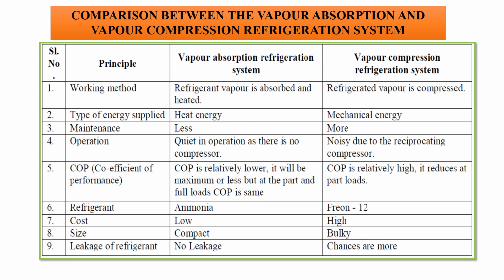Cost is low and high. Size is compact and bulky. Leakage is no problem, and there are chances of leakage in the vapor compression.